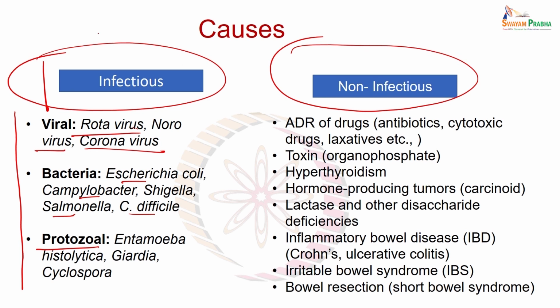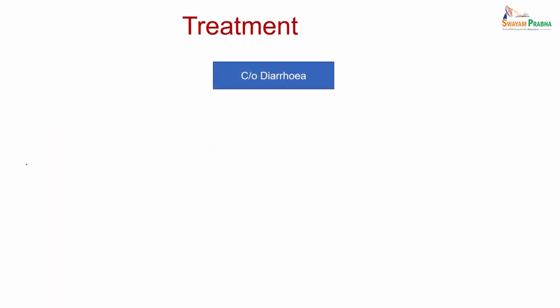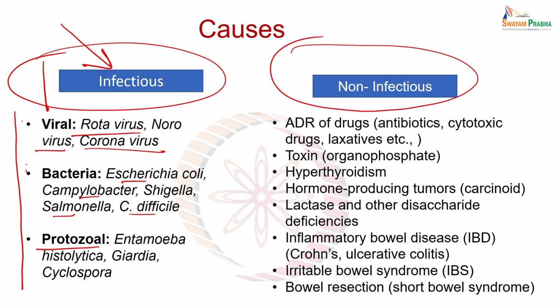Naturally, when there is an infectious diarrhea, it is good to identify the cause and treat accordingly, whereas non-infectious diarrhea has a large number of possible causes. One common cause is antibiotic-associated diarrhea, as a result of adverse drug reaction to antibiotics, because the bacterial flora gets disturbed, which leads to diarrhea. Cytotoxic drugs, most of the chemotherapeutic anti-cancer drugs, cause diarrhea as a side effect. Laxatives, if you take excessive drug for constipation, can cause diarrhea.